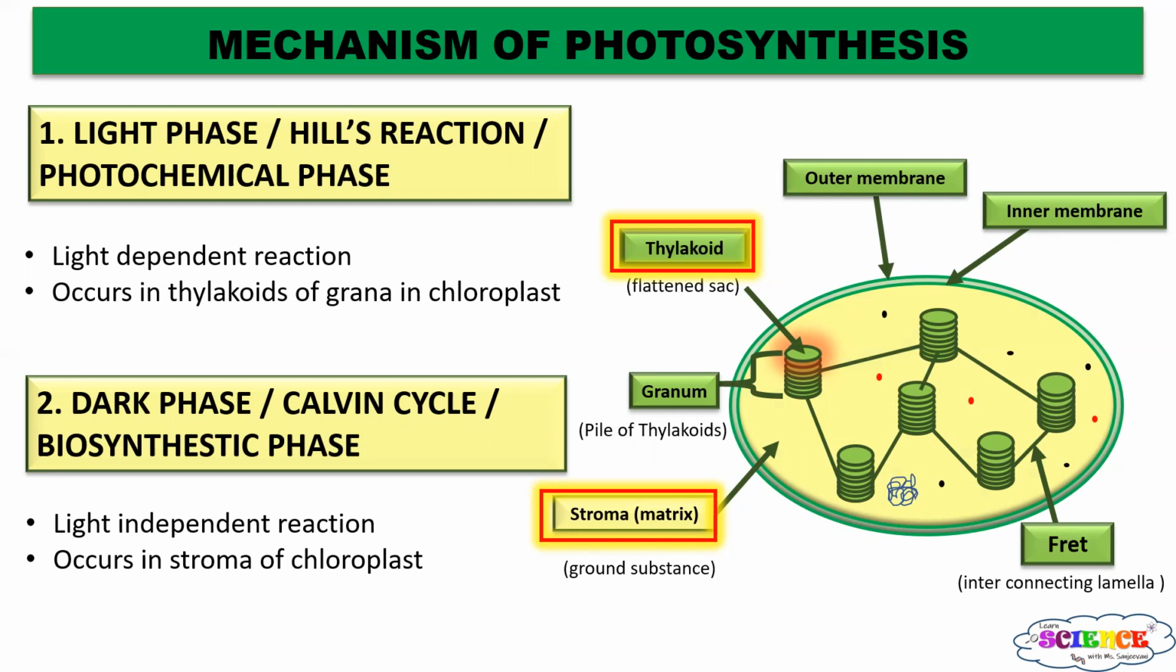Photo, because it is occurring in the presence of light. Photo means light, and chemical phase, that is chemical reaction, occurs in the presence of light. Dark phase is called Kelvin cycle because it was discovered by Melvin Kelvin. So Kelvin was the scientist who discovered the reactions occurring in this second phase, that is dark phase. And it is called biosynthetic phase because it is the phase where exactly glucose is produced. So this phase is where glucose is produced. Okay, so let us understand one by one what exactly the light phase is, what reaction occurs in this light phase, and the dark phase.